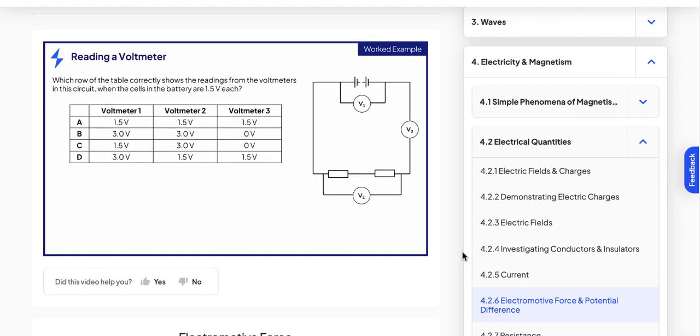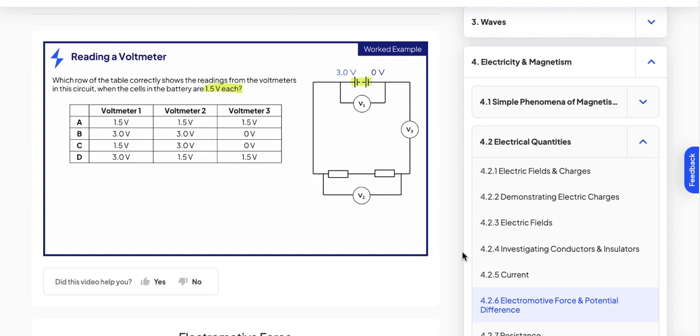Let's apply this understanding to an exam question. Which row of the table correctly shows the readings from the voltmeters in this circuit when the cells in the battery are 1.5 volts each? Okay, so we know that the potential difference of each cell is 1.5 volts, and we have 2 cells in the battery. That gives us a total potential difference of 3.0 volts.